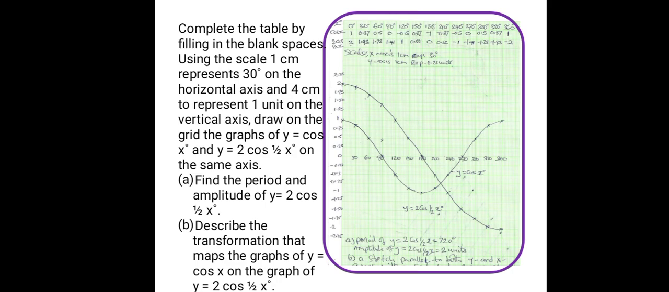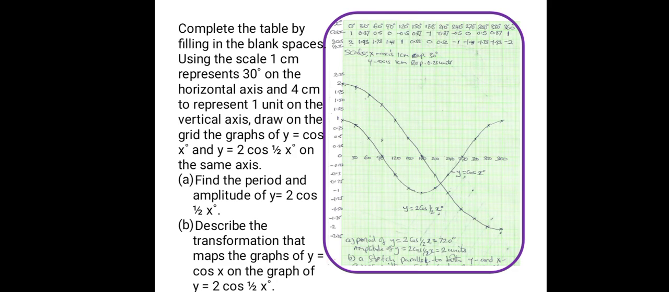Complete the table by filling in the blank spaces. Using the scale of 1 centimeter to represent 30 degrees on the horizontal axis and 4 centimeters to represent 1 unit on the vertical axis, draw on the grid the graphs of y = cos x degrees and y = cos (1/2 x) degrees on the same axis.